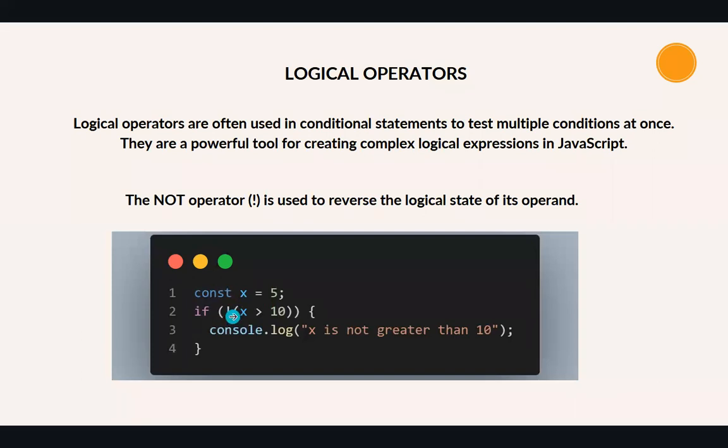So if X is not greater than 10, log X is not greater than 10. So by using this, I can do the reverse logic. So is this not greater than that? So that's how you do the not operator. It's just usually a reverse logic. So if you wanted to reverse your logic, you use a not. I hope that makes sense.